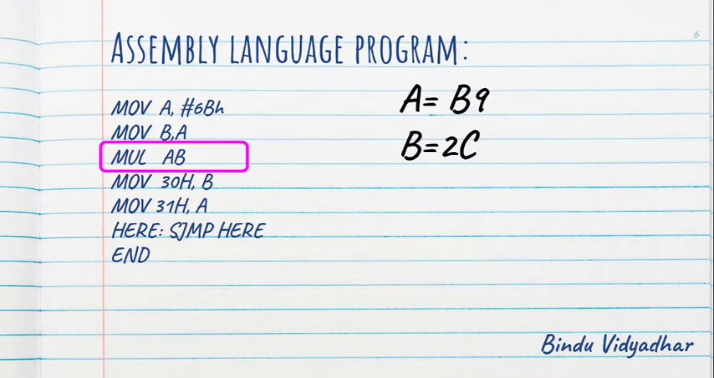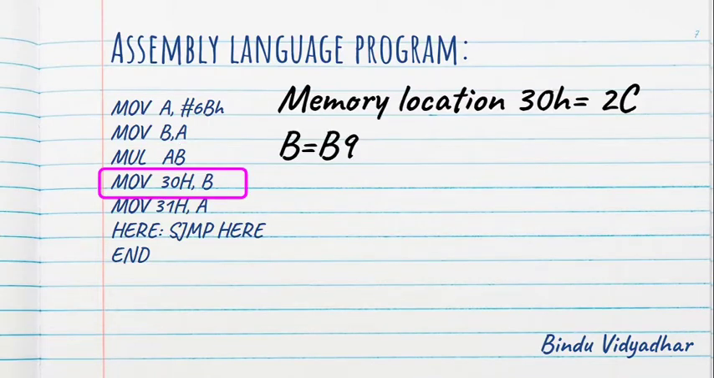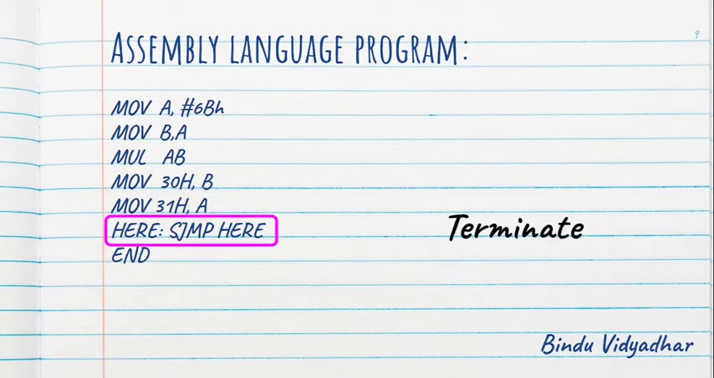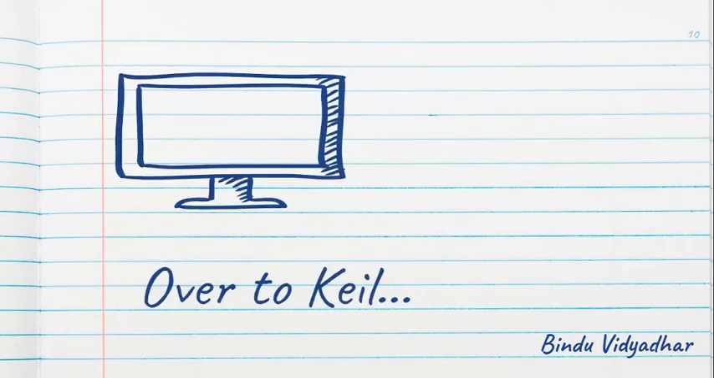The higher order byte 2C is stored in register B and the lower order byte B9 is stored in the accumulator. 2C is stored in memory location 30h. B9 is stored in memory location 31h. The program terminates. Let's go over to Keil and execute the program.